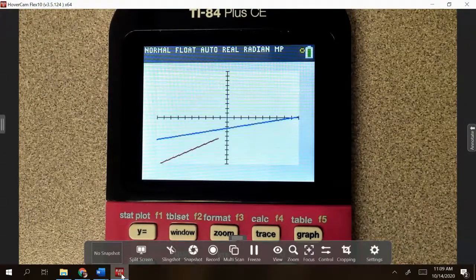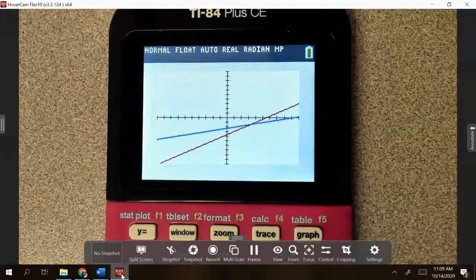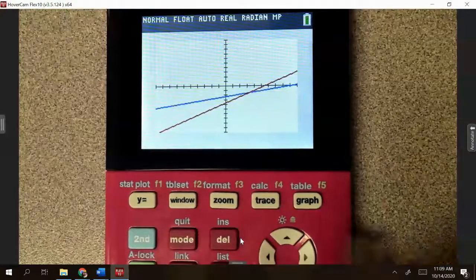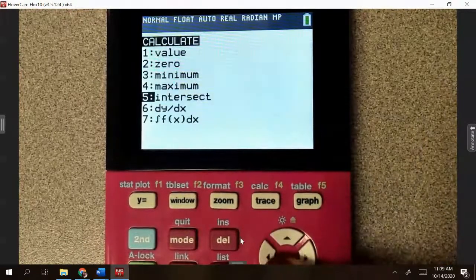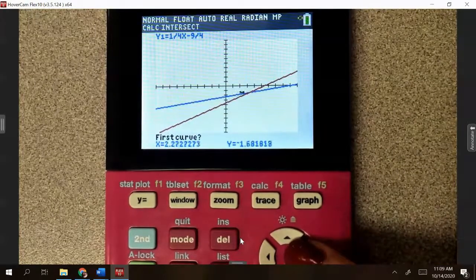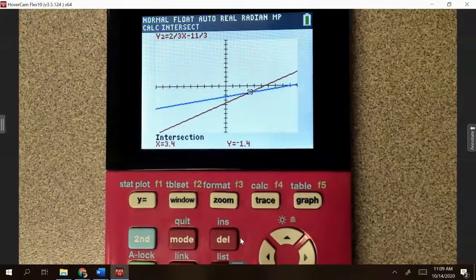They're both linear functions, and they do cross right here. If I want to calculate that exact intersection, we can go to second trace or second calculate, down to intersection, and just get really close to the intersection, almost on top of it, and we're going to press enter, enter, enter, and we get 3.4, negative 1.4.